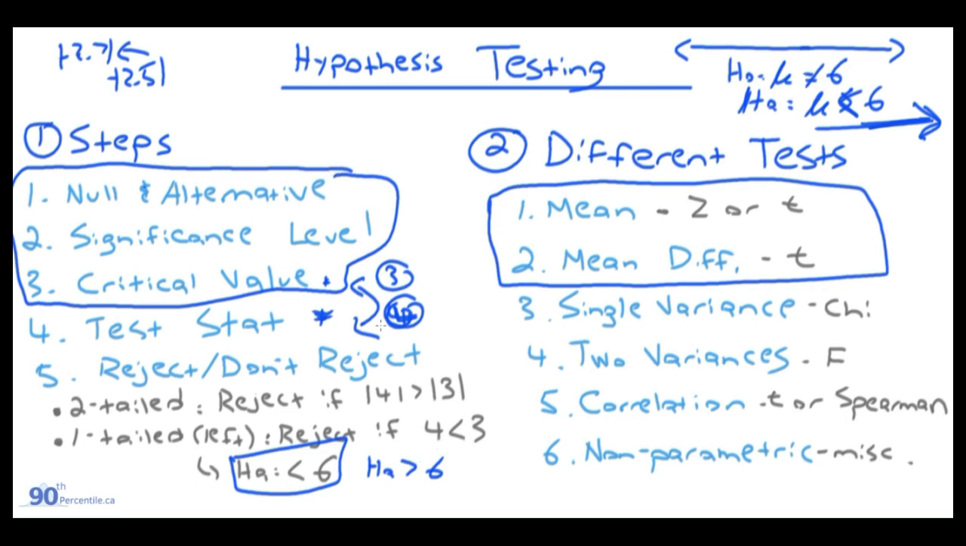So just a quick summary, we're going to go over all these steps in detail, but the most important thing to note is that the steps are exactly the same, except the values that you get in step 3 and 4 are going to be a little bit different.